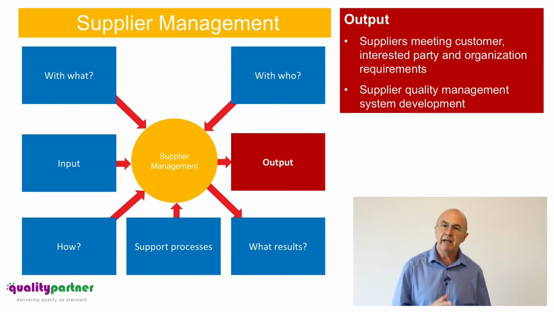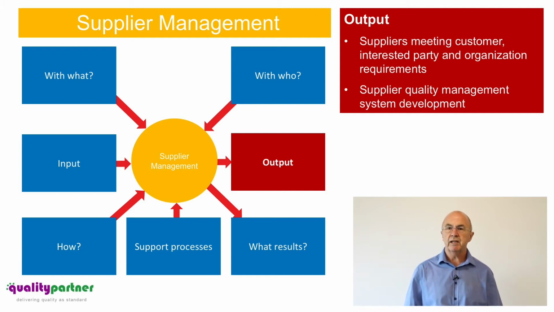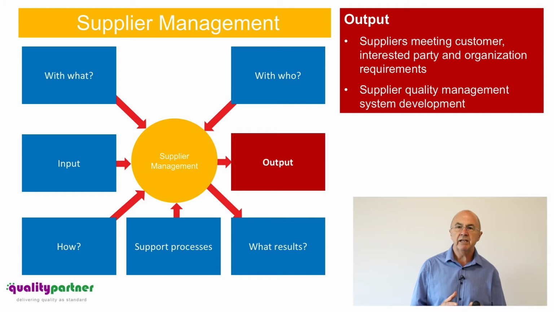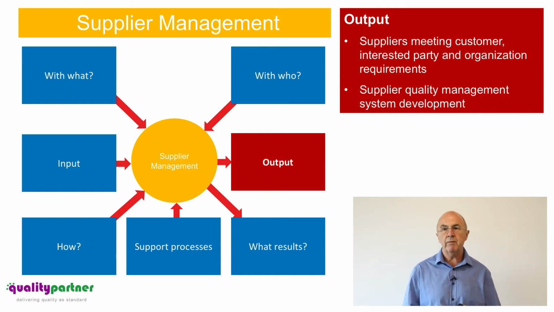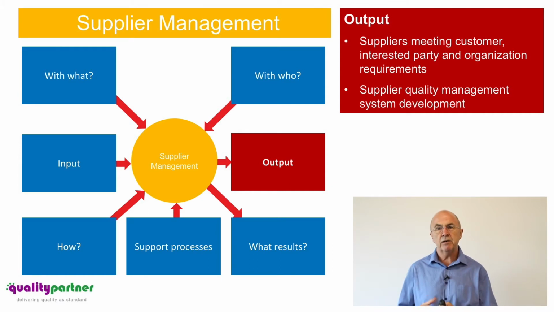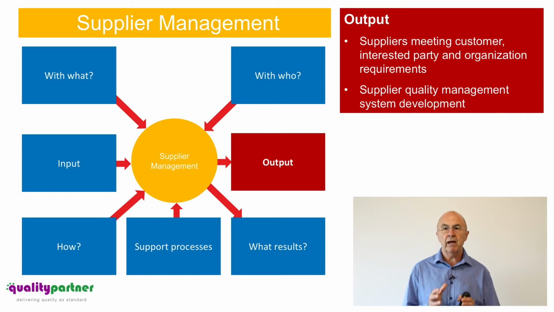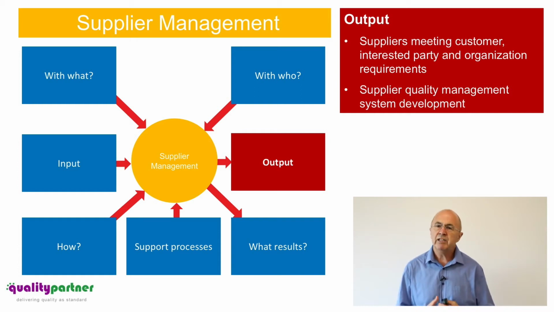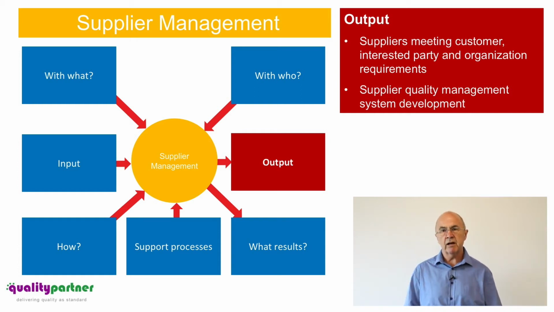So now let's have a think about the output of the supplier management process. So what we need as an output is suppliers that are meeting the customer requirements, meeting any interested party requirements, and meeting our own organisation requirements. So that's going to make sure that we have a good process for how we go about selecting a new supplier and also how we go about supplier quality management system development for our existing suppliers. This has always been inferred in ISO TS 16949, but now we see a much more structured process and set of requirements related to this.